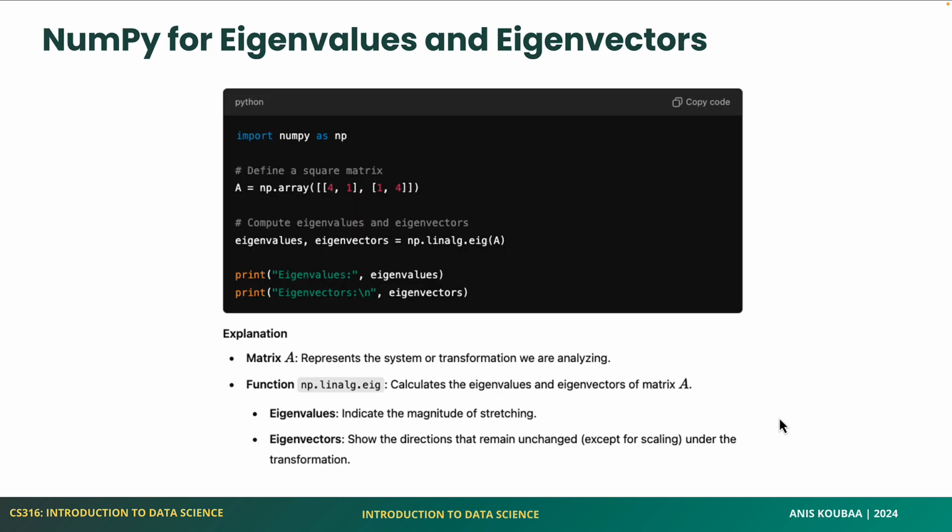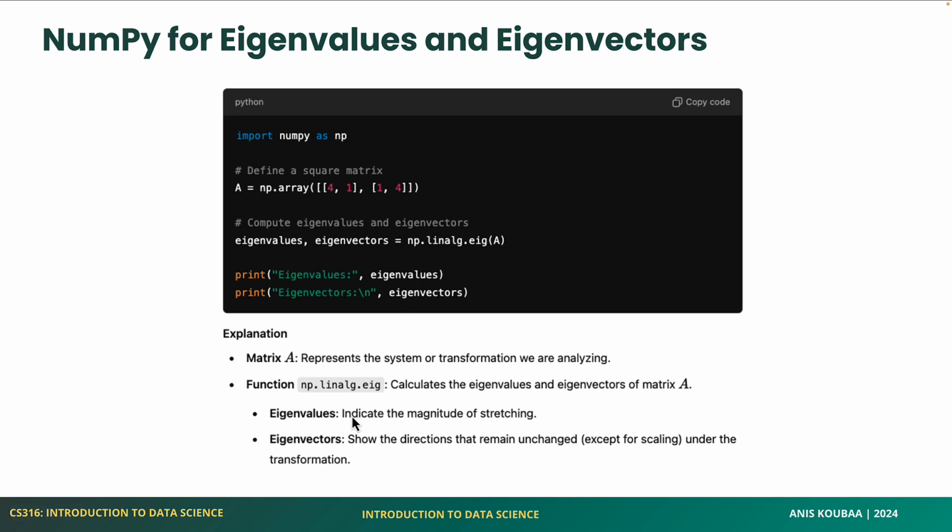And this is how we can do it in NumPy. In NumPy, you define an array A, np.array 4114, and then you can use np.linalg.eig of A. This is going to extract the eigenvalues and the eigenvectors, and finally you can visualize them over here.